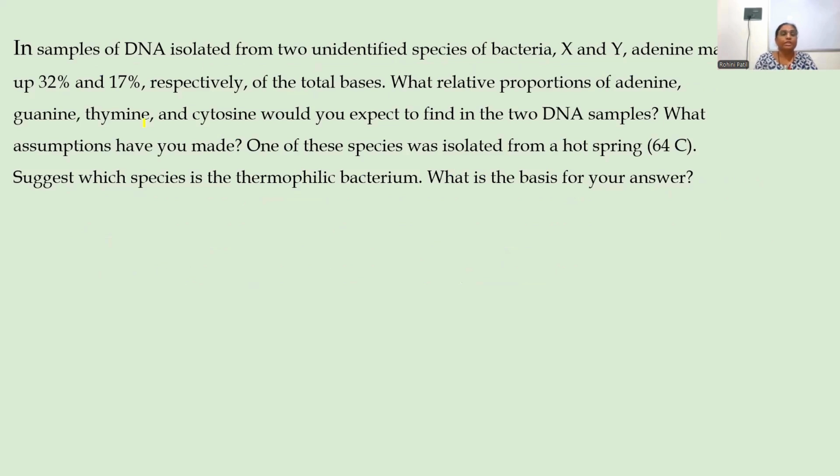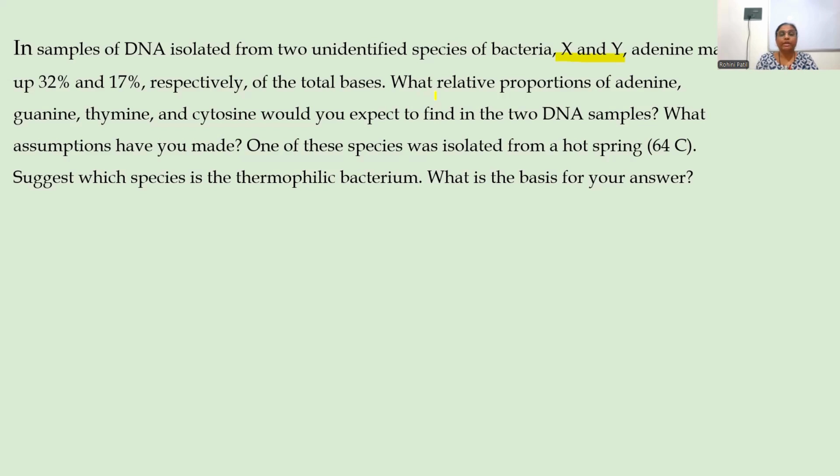Now the next one: in a sample of the DNA isolated from unidentified species of the bacteria X and Y. That is, isolation of DNA has been done from the two bacteria X and Y. Adenine makes up 32% and 17% respectively. That is, X has an adenine content of 32% and Y has an adenine content of 17% of the total bases. What relative proportion of adenine, guanine, thymine, and cytosine would you expect to find in the two DNA samples?